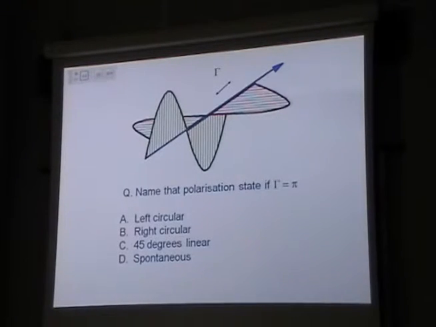So here we go. Figure number 2. Name this state of polarization, where I have essentially gamma equals pi.